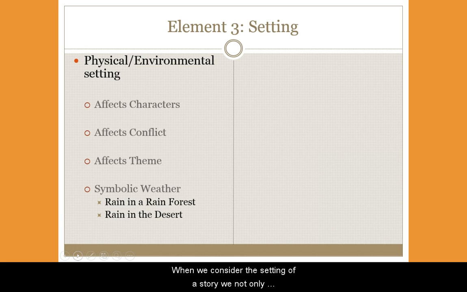When we consider the setting of a story, we not only consider the physical or environmental setting, whether the story takes place in a little mountain village, the big city, or a galaxy far, far away, but also how that environment affects the characters, themes, and all the other elements of fiction. Consider your typical American coming-of-age story set in a high school. Now consider the same story taking place in a school in the Middle East. It becomes a much different story.